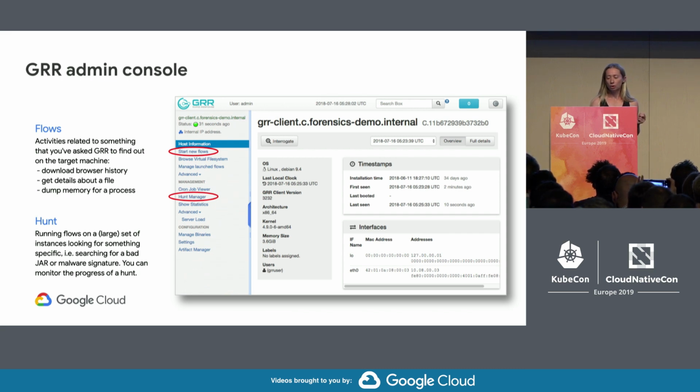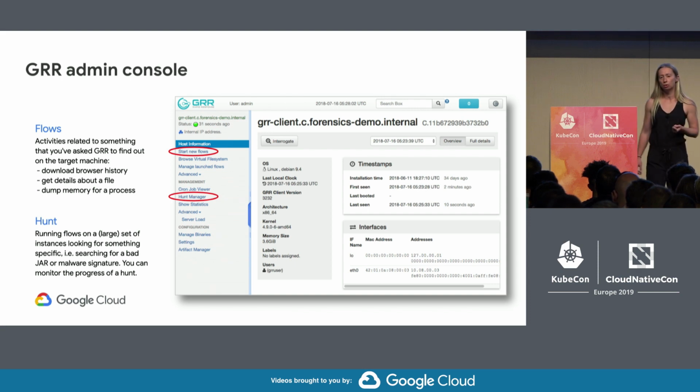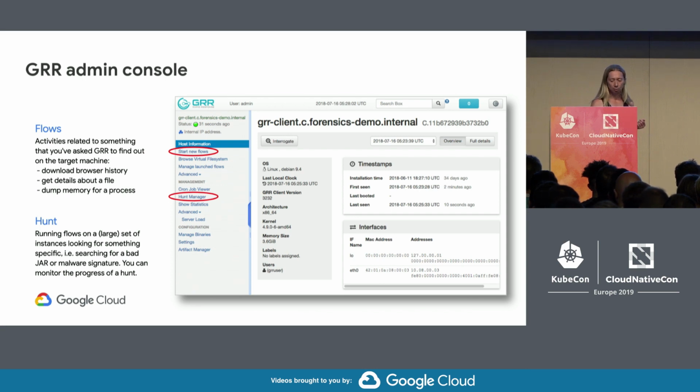So a flow is when you've asked GRR to go find out something on one of your nodes. So maybe you want the memory on a running process. Maybe you want information about a certain file, like the contents of a file. That's when you would do a flow. A hunt is always running. It's looking for something bad. So maybe it's looking for a key file that's changed. Maybe it's looking for a malware signature or something like a jar file. And again, GRR is really focused on VMs. So one of the things it doesn't do is map Docker processes to OS PIDs.